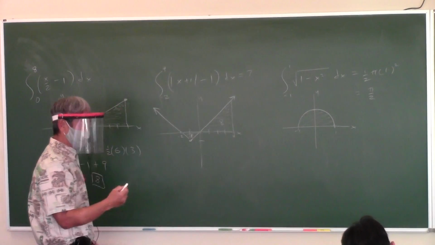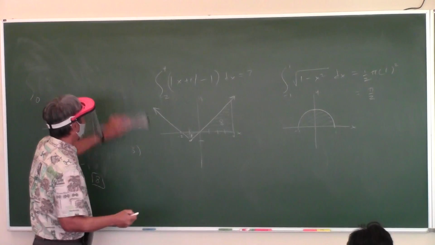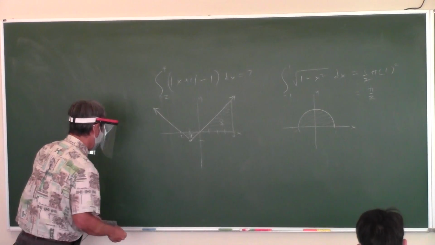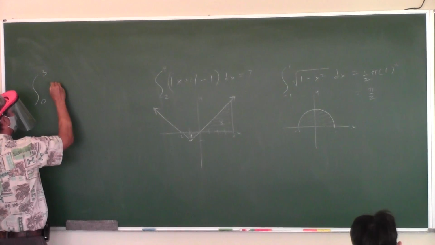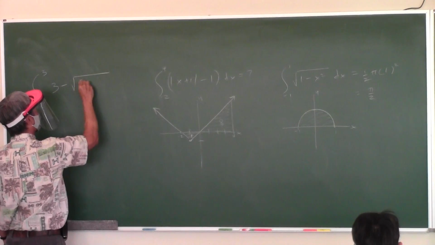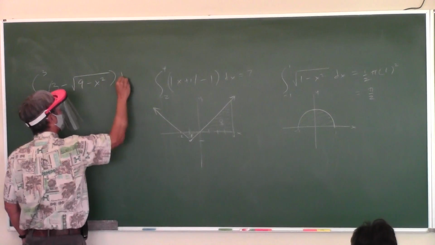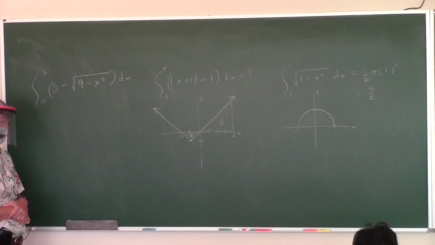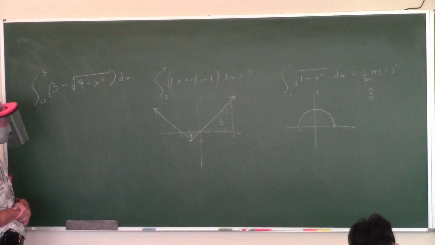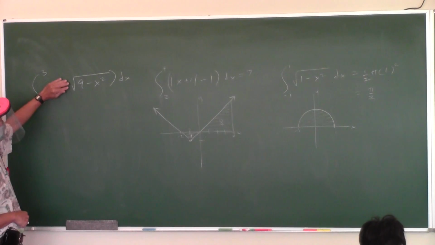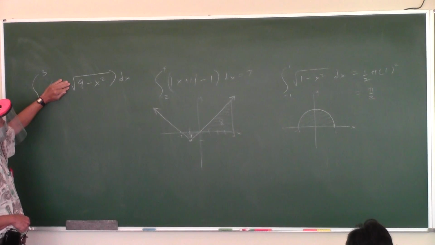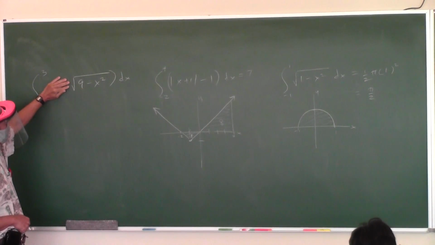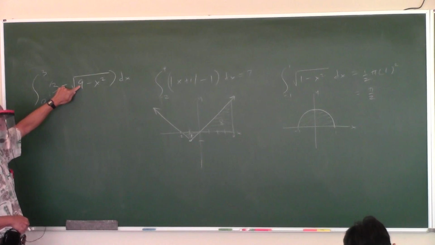Okay, but on tonight's homework, and I like to put this on my quizzes, let's put a variation of that circle. How about the integral from 0 to 3 of 3 minus the square root of 9 minus x squared dx? Okay, well, look, what is this graph right here? Okay, well, let's just take it piece by piece. What is this graph? We just talked about it. It's a semicircle of radius 3.